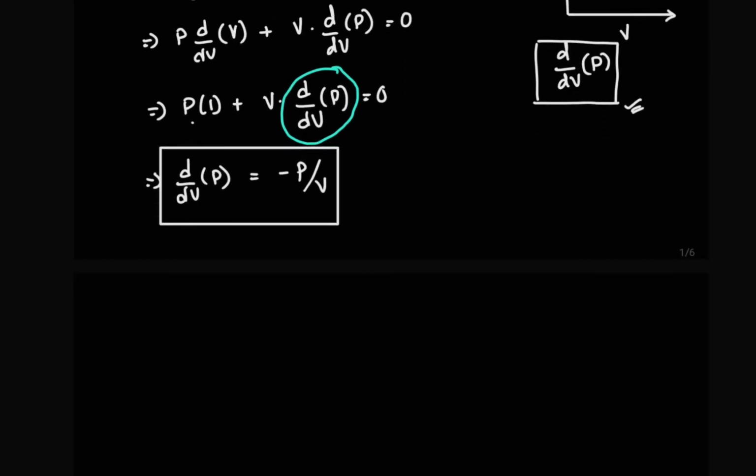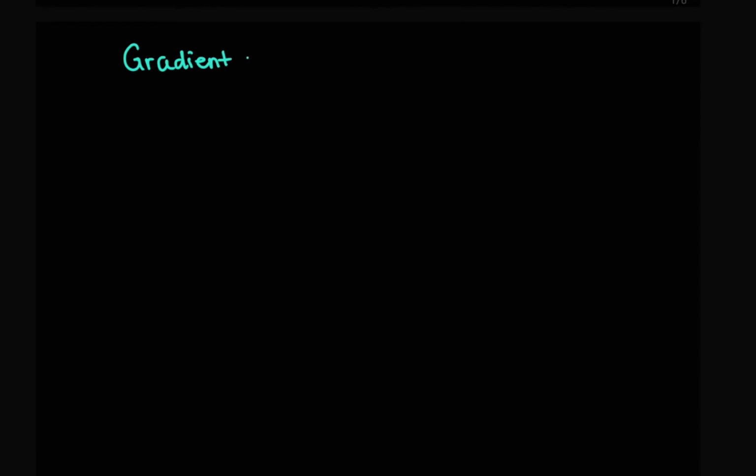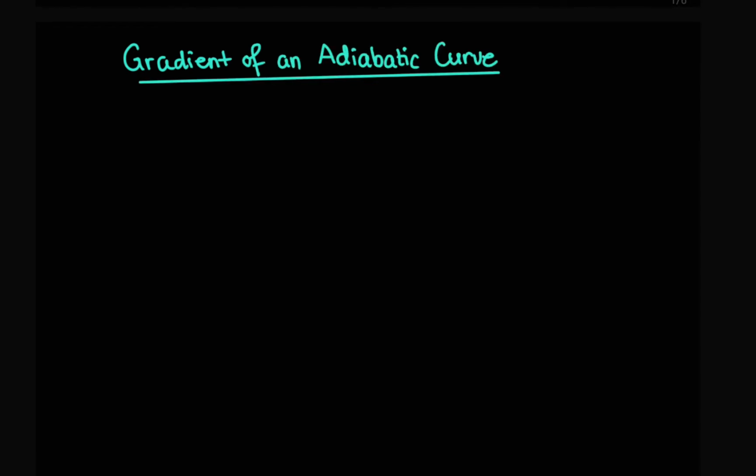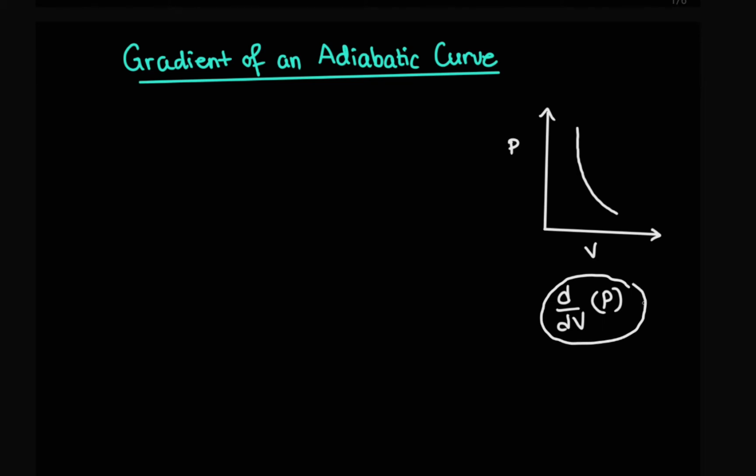Moving on to the slope of an adiabatic curve. Let's look at the curve of an adiabatic process again. The shape of an adiabatic curve is kind of like this, right? Well, then again over here, we can say that the gradient is represented by dP/dV, right? So we have to calculate dP/dV from our mathematics and intuitions, right?